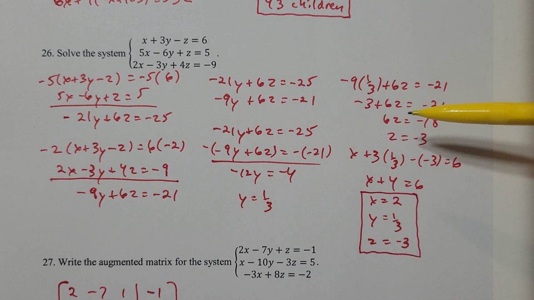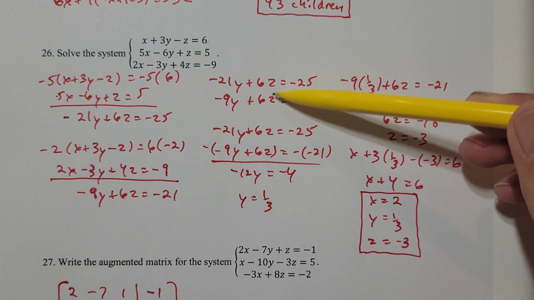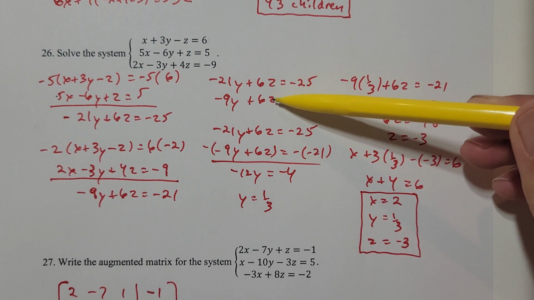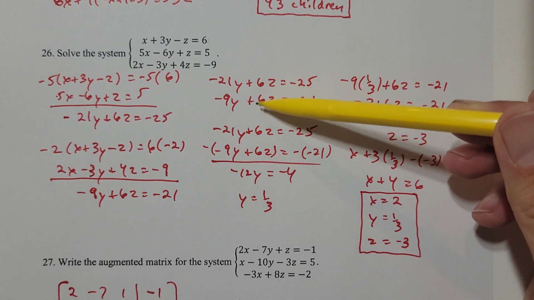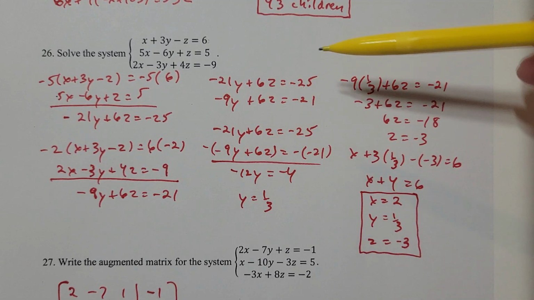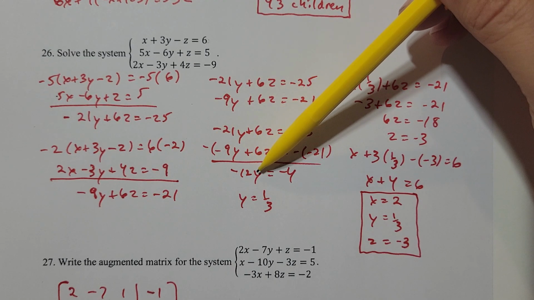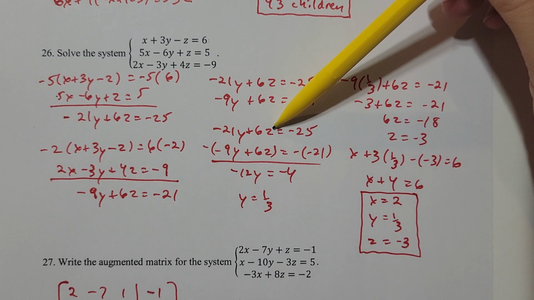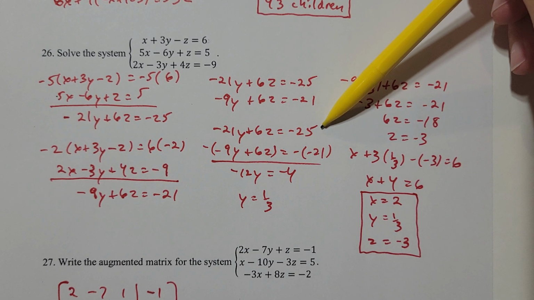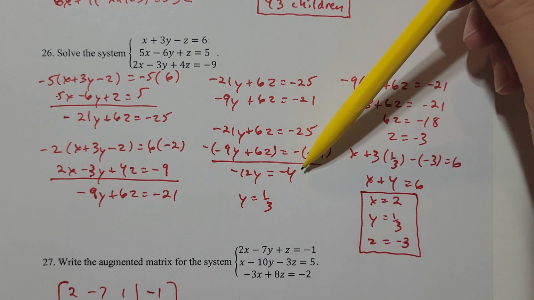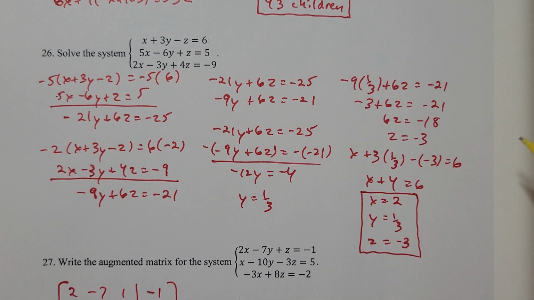Now the next thing, if I subtract these equations, then z will be gone. Let's use the addition method again and subtract these equations. I got -21y minus -9y, that'd be -12y. 6z minus 6z is 0. Then -25 plus 21 is -4. When you divide by -12, y is 1/3.